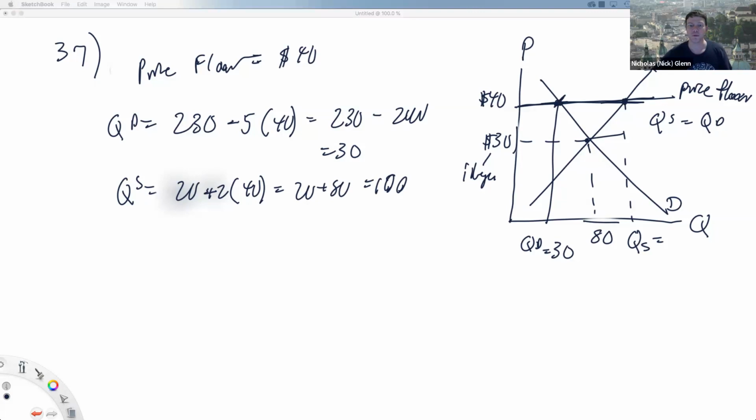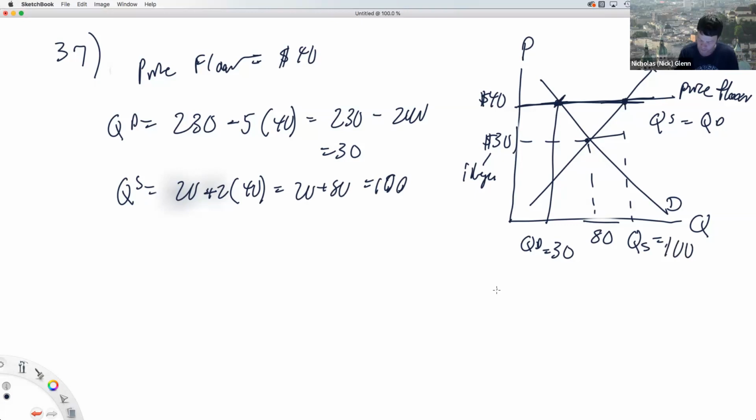So now we can determine what our surplus is going to be here. Since we know this is 100, what's our surplus? This amount right here.